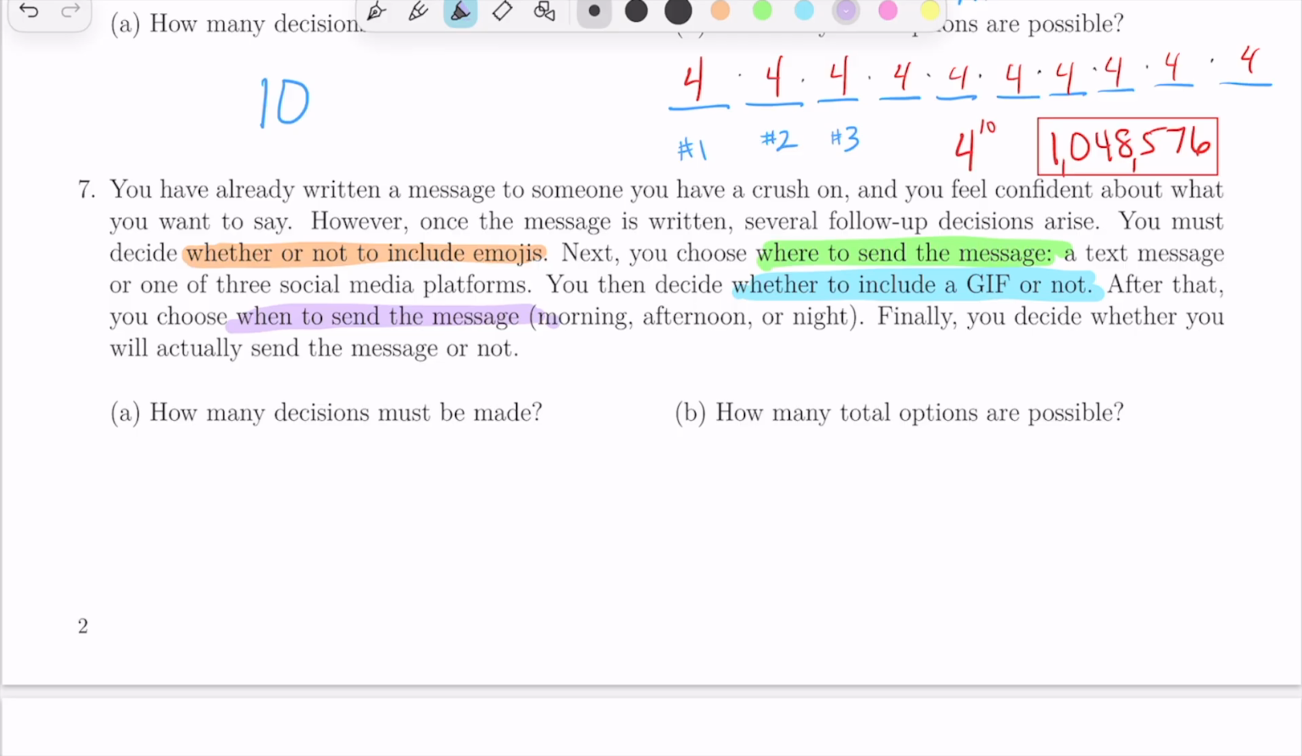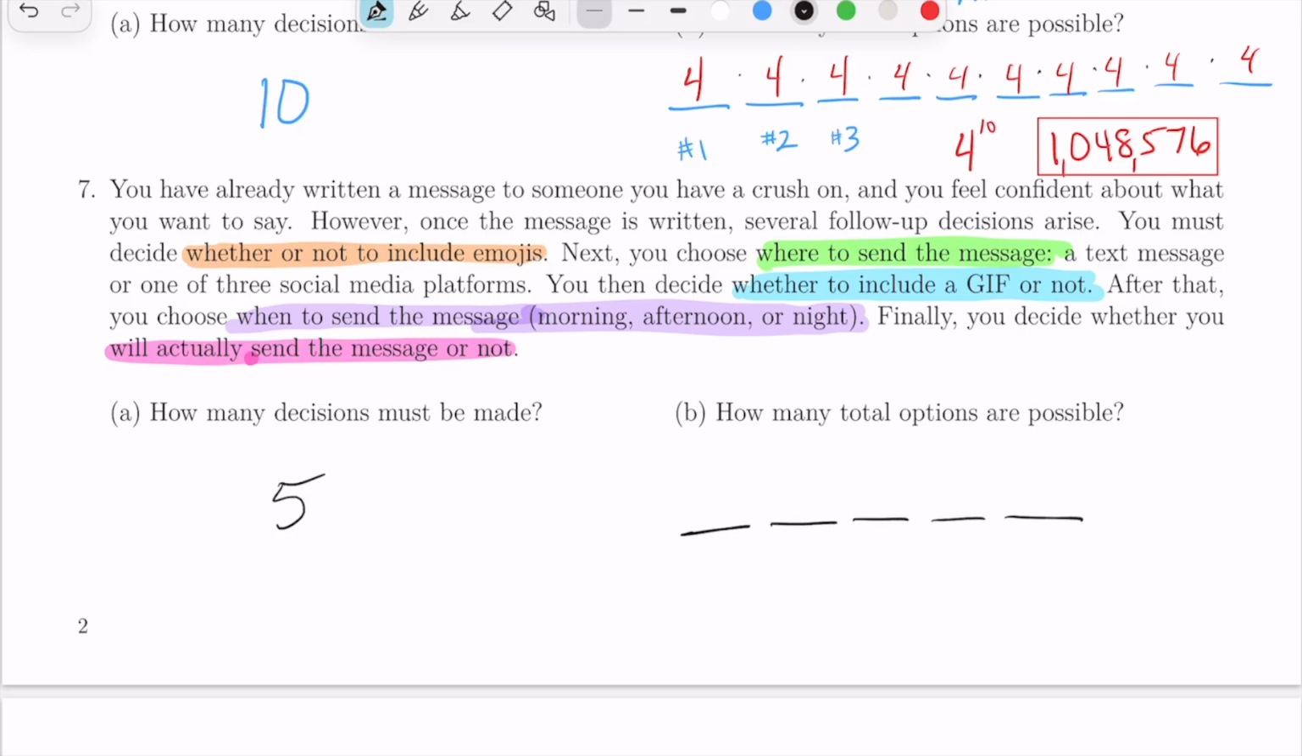After that, you choose when you send the message, so the time of day. And lastly, whether or not you actually send it. So it looks like we have 5 decisions that we need to make. Let's put our 5 blanks down and we'll label each of these blanks.